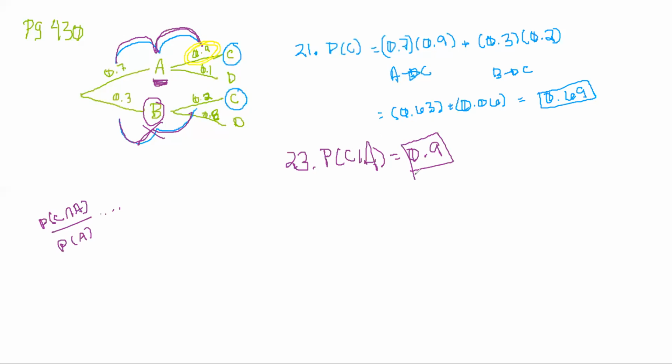Okay, so finally, let's do problem 25. And this is the probability of C given B. And so this is the same process. We can't go through A, we have to go through B. So given that B has already occurred, what is the chances that C occurs?